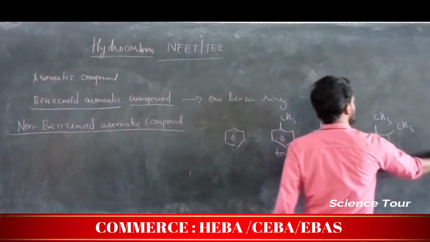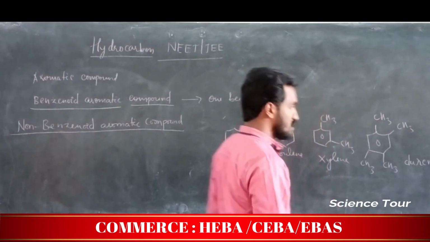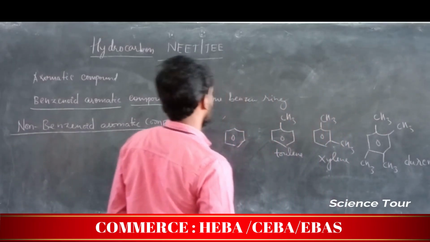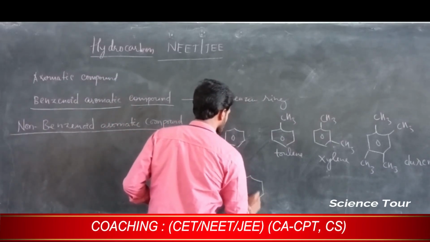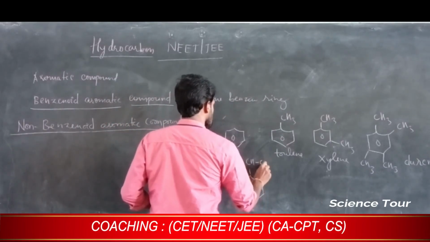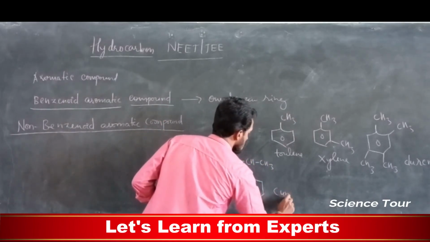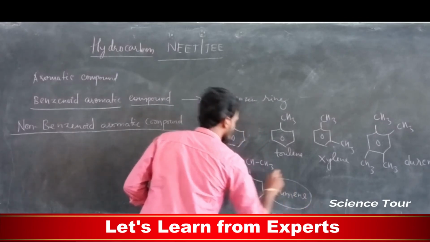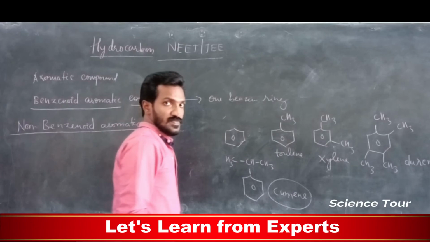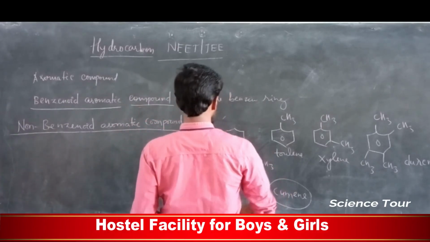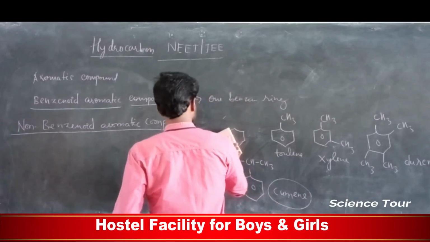So look at this. These all contain one benzene ring. So it is actually called, my dear students, benzenoid compound. And one more example, cumene. Note down, this is monocyclic benzenoid compound because it contains one benzene ring.